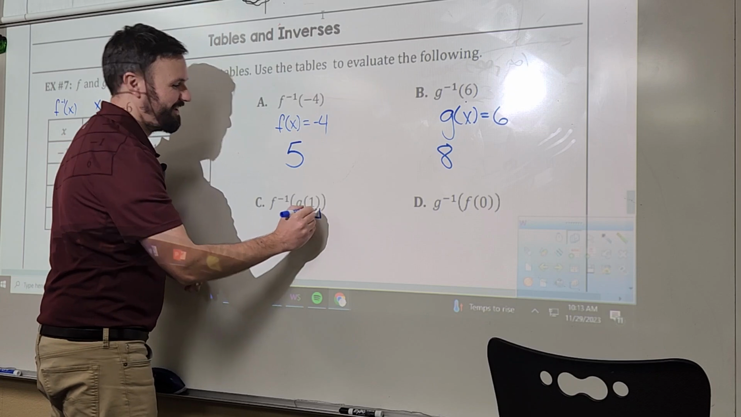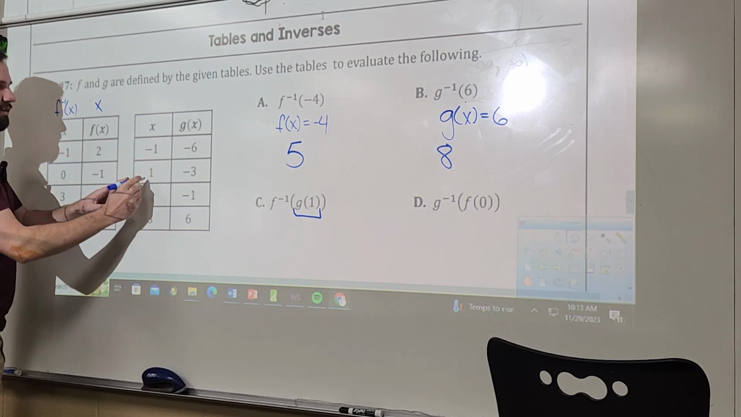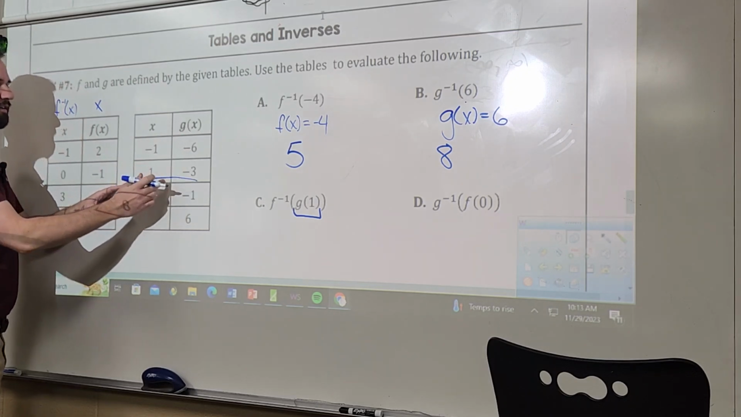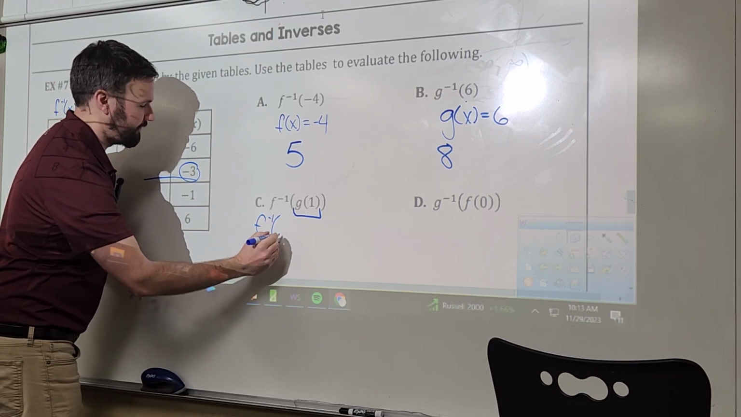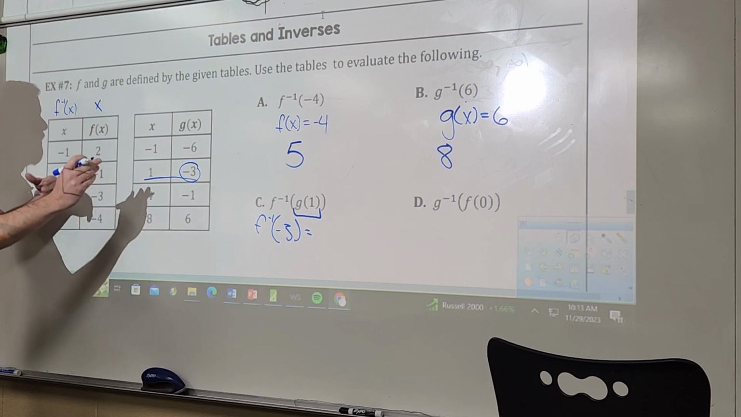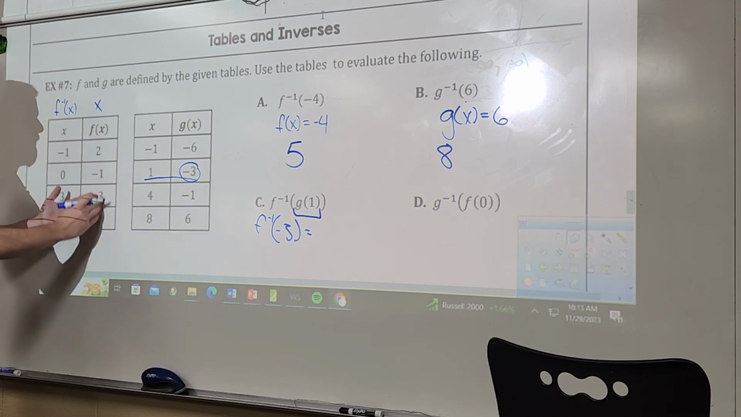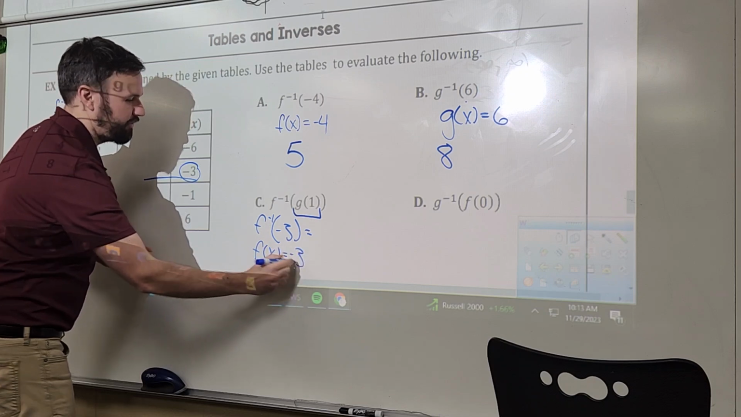All right. g of 1. Now, that's not an inverse, right? So I go to my g, and g of 1 is -3. So I'm doing f inverse of -3. And that's saying, when does f of x equal -3?